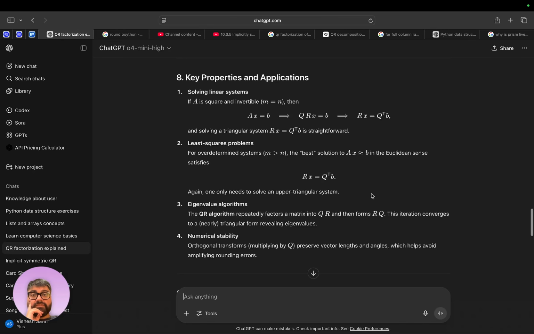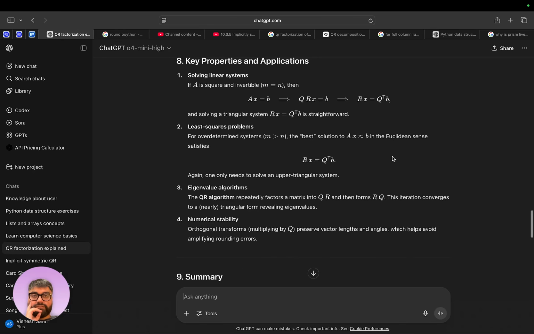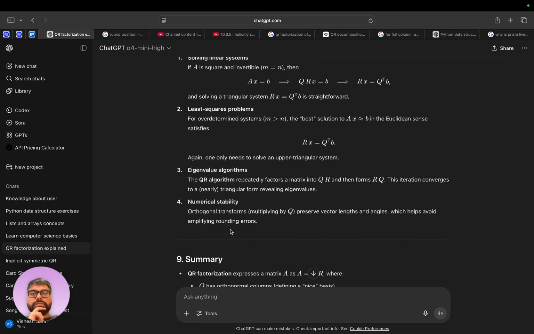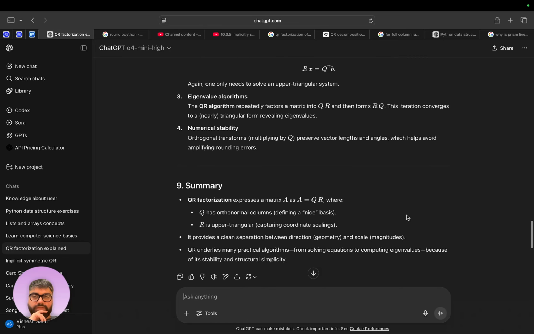Least squares problem for overdetermined systems where m is greater than n. The best solution to Ax equals b in the Euclidean sense satisfies Rx equals Q transpose b. Again, one only needs to solve an upper triangular system. Eigenvalue algorithms. The QR algorithm repeatedly factors a matrix into Q and R and then forms RQ. This iteration converges to a nearly triangular form revealing eigenvalues. Orthogonal transforms. Multiplying by Q preserves vector lengths and angles, which helps avoid amplifying rounding errors.